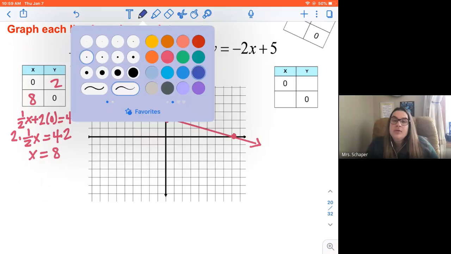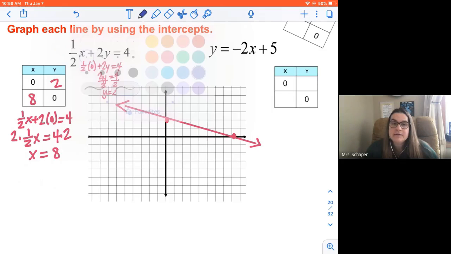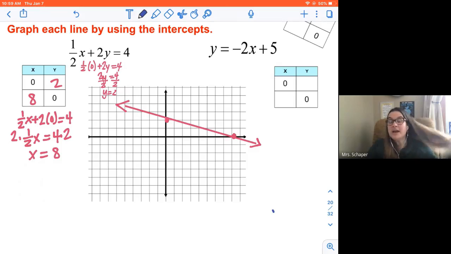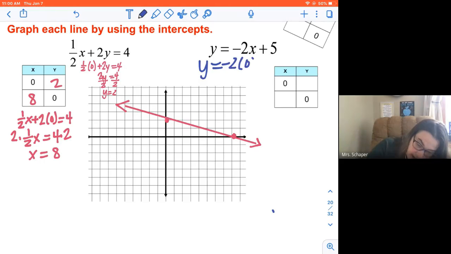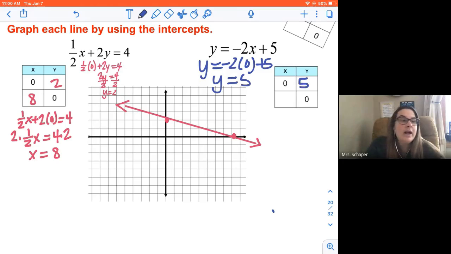All right, y equals negative 2x plus 5. This is the last one we're going to do, and then I'm going to give you time to work on your assignment. So here we go. If x is 0, what is y? I'm substituting 0 into the equation. Y equals negative 2 times 0 plus 5. So y equals 5. That's going to be my y-intercept.